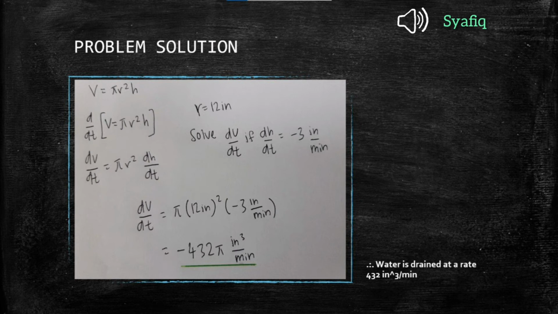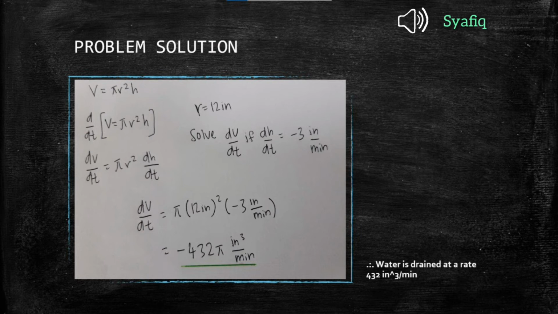For the solution of the problem statement that was presented by Iman just now, what we can deduce from the statement is that we need to find the rate of water being drained out of the cylindrical tank. So, the volume of the cylindrical tank, which is V equals pi r squared h, should be differentiated into dV/dt.